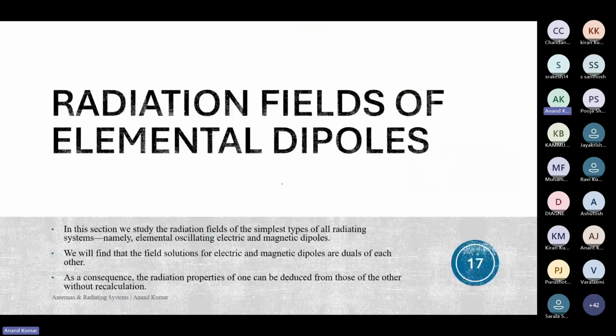Okay, so that's it from the introduction, some revision of what we have done in electromagnetic theory. We'll start with the radiation fields of elemental dipoles. By elemental, we have electric dipoles and magnetic dipoles.